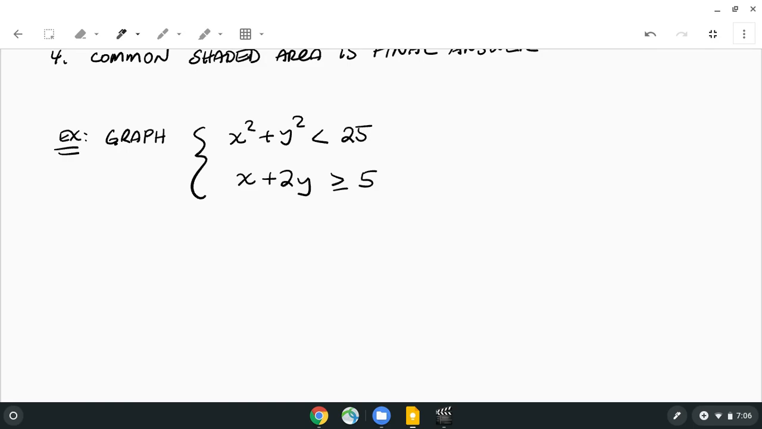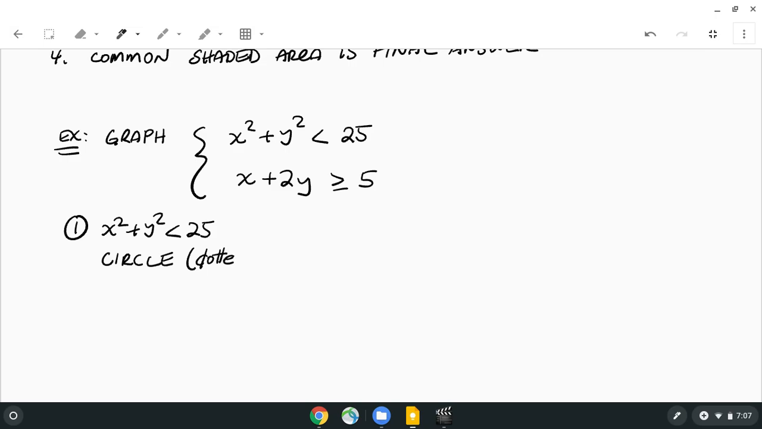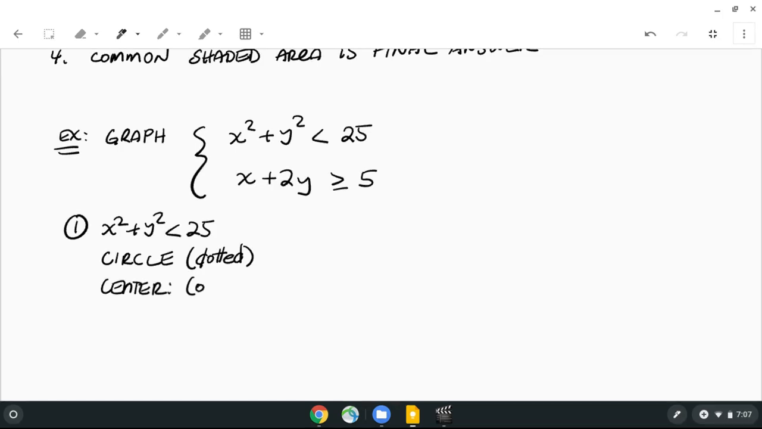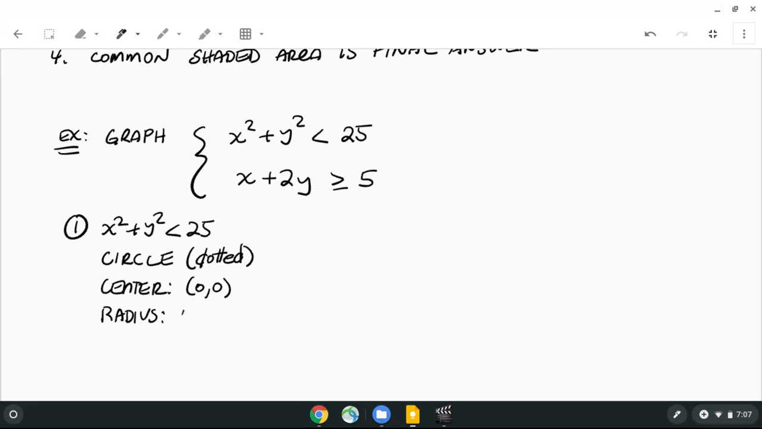Let's get information about each one. We know that the first one, x squared plus y squared less than 25, is a circle, and it's going to be dotted, not solid, because it's a strict inequality. We know that the center of the circle is at 0, 0, and we know that the radius is going to be 5, the square root of 25.